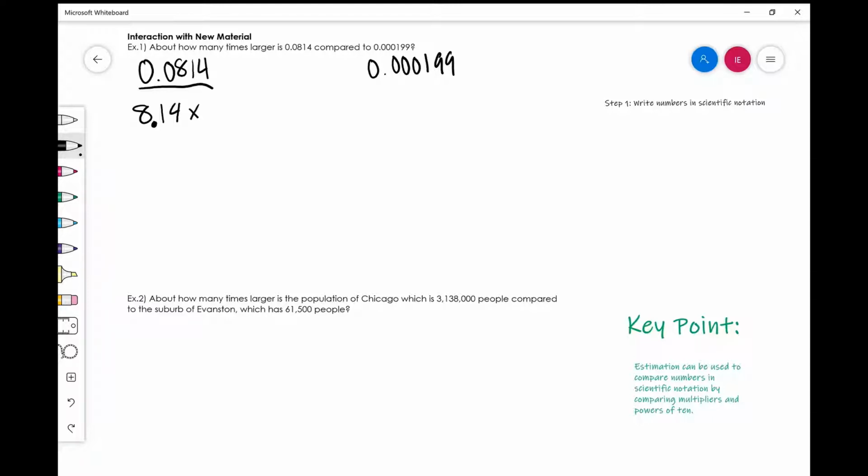Now I need to find my power of 10 that I'm multiplying by. So again, looking at my original number, I see that I moved my decimal place 2 times, so I should have 10 to the negative 2 power.